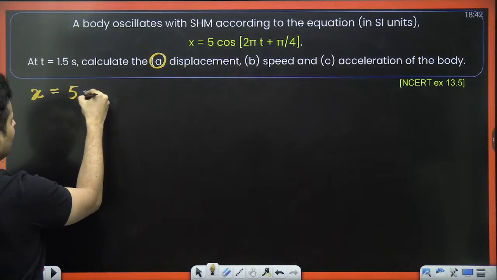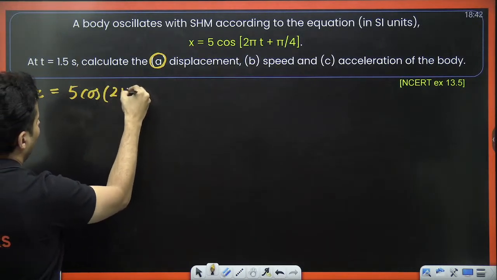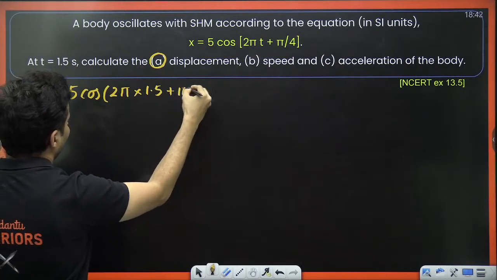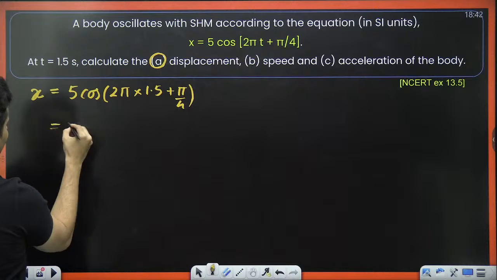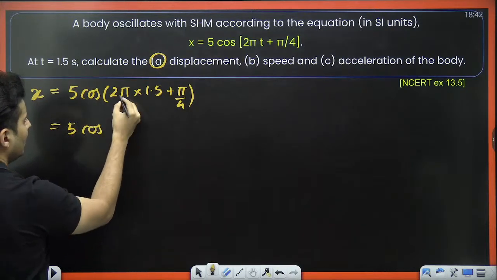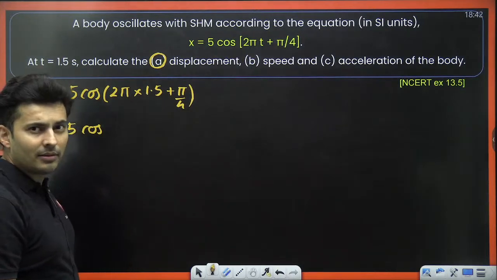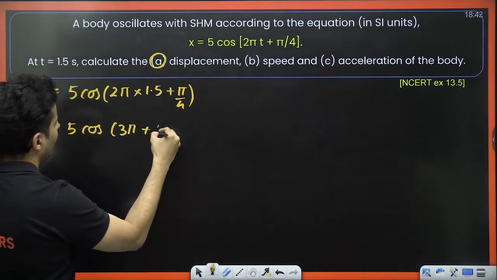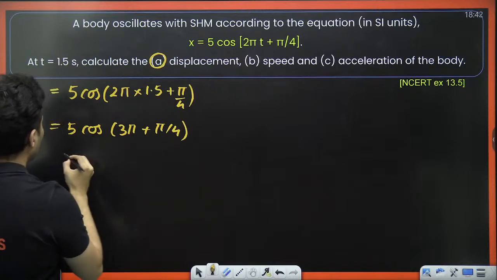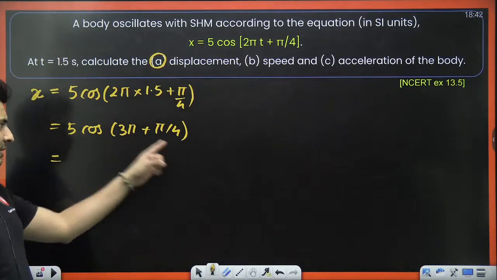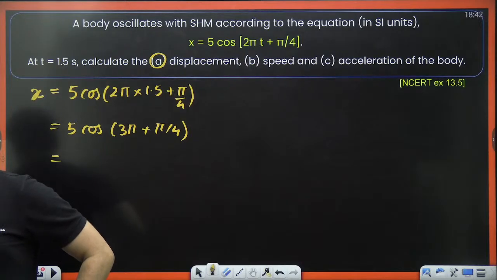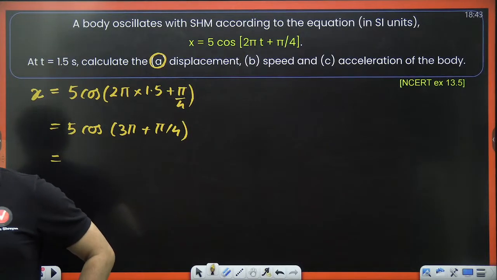Substitute the value of time. So cos(2π × 1.5 + π/4). This will become 5 cos(2π × 1.5), that's going to be 3π, so 3π + π/4. What do you do with this, cos of 3π + π/4? What will you do, my dear warriors?